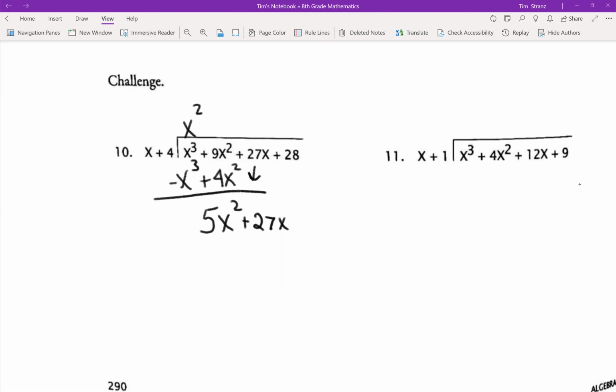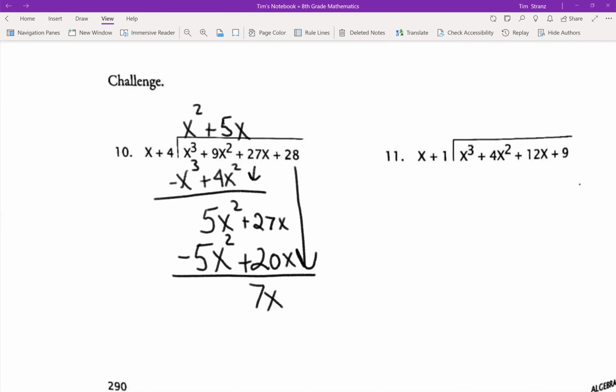Okay, so x times what is going to give us this 5x squared? Well, it's going to be 5x, right? 5x times x gives us 5x squared. 5x times 4 is going to be 20x. Subtract these, the 5x squared terms go away. 27 minus 20 is 7x. Now I'm going to bring down my 28.